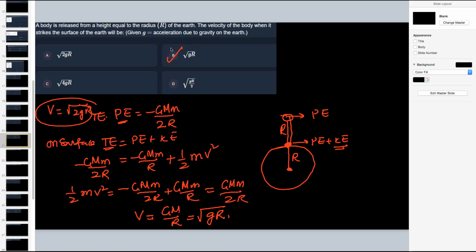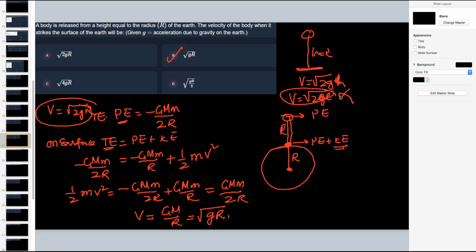Now you may ask a question while doing problems in kinematics. Suppose an object is falling from height h when it reaches the ground. For a freely falling body, we write velocity equal to root 2gh. Based on this, h is equal to r, v equals root 2gr. You can write like this. It is correct. But it is not correct.